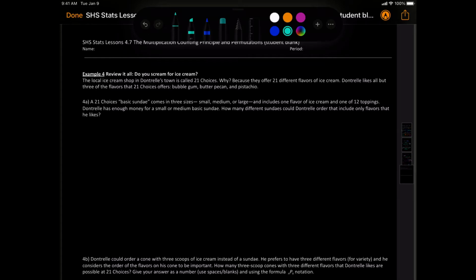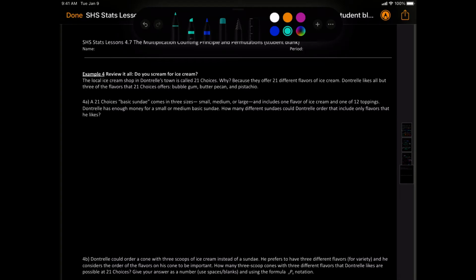A 21 Choices basic sundae comes in 3 sizes: small, medium, and large, and includes 1 flavor of ice cream and one of the 12 toppings. Dontrell has enough for a small or medium basic sundae. How many different sundaes could Dontrell order that include only flavors that he likes?